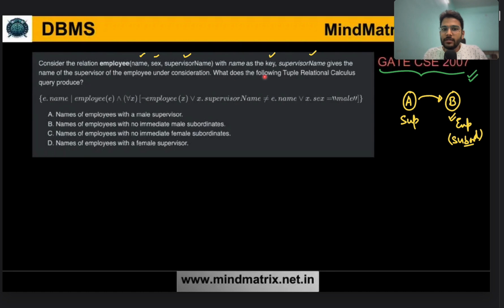Now, what does the following TRC query produce? So we have a TRC query here. First of all, I want to ask you whether this TRC query is written using method 1 or method 2. What do you think?